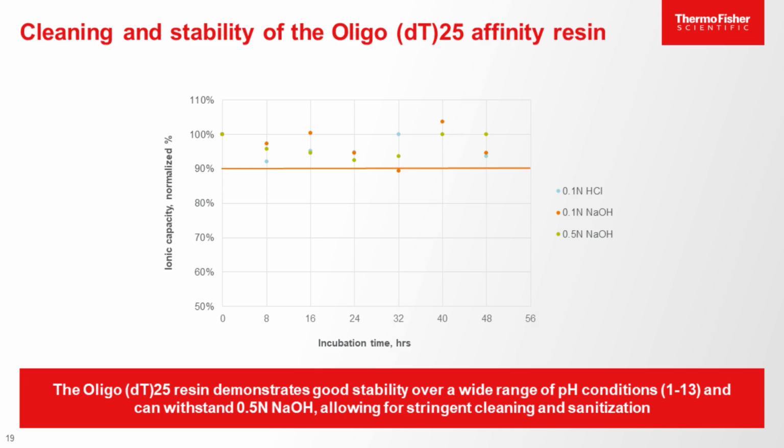The ionic capacity is measured on the y-axis and is a measure of the ligand density on the resin. Looking at the plot as a function of time, you can see that the ionic capacity stays above 90%, independent of the buffer for the 48 hours. So therefore, our ODT resin demonstrates good stability over a wide range of pH conditions, 1 through 13, and can withstand up to 0.5 normal sodium hydroxide, allowing for stringent cleaning and sanitization.